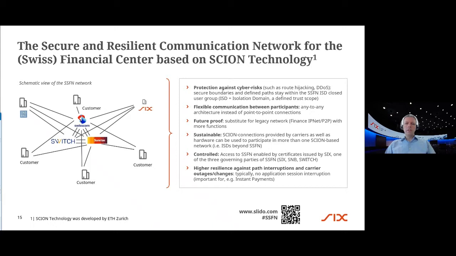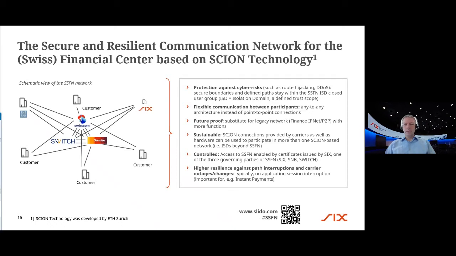If I go on the image to the left, you see how it's built. We have the aforementioned telco providers, Switch, Swisscom, and Sunrise, in the middle of the network. They are redundantly interconnected with each other. We have SIX and the Swiss National Bank connecting to all 3 of them. And we have the customers then individually connecting to those, who are service providers for themselves as well. We will see that in the next slide, how this looks.